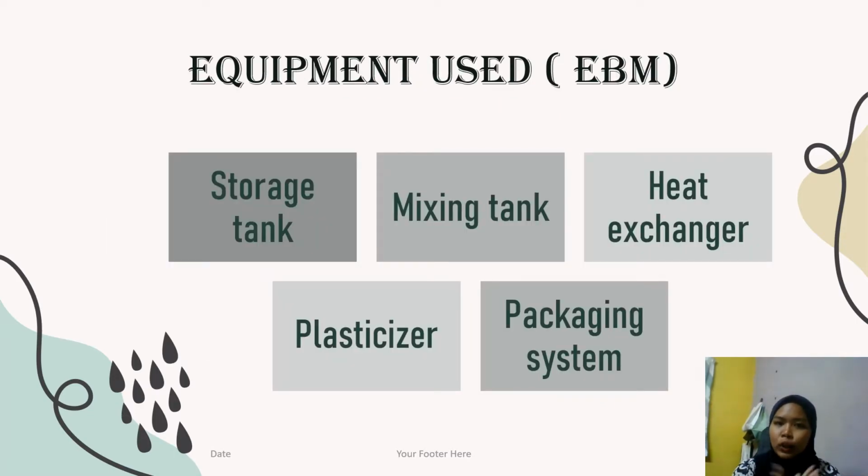And the last topic is the equipment used for shortening production. We use EBM as our equipment, which already has 5 types of equipment: storage tank, mixing tank, heat exchanger, plasticizer, and lastly packaging system. We use the storage tank to keep the oil, and in the mixing tank, as the name suggests, the oil is mixed.